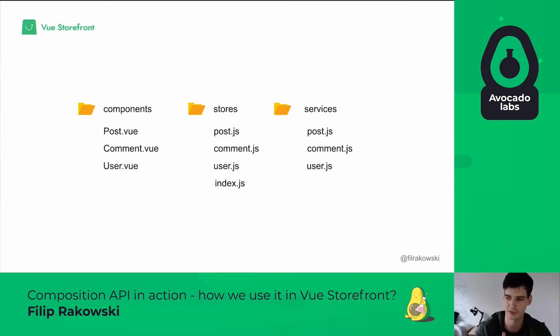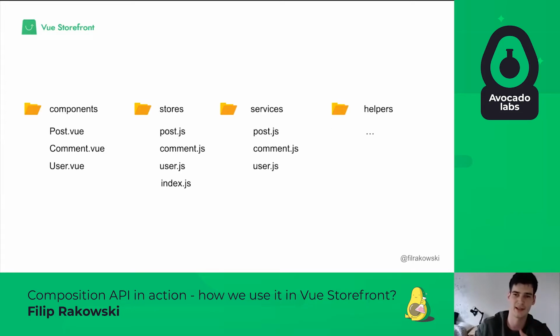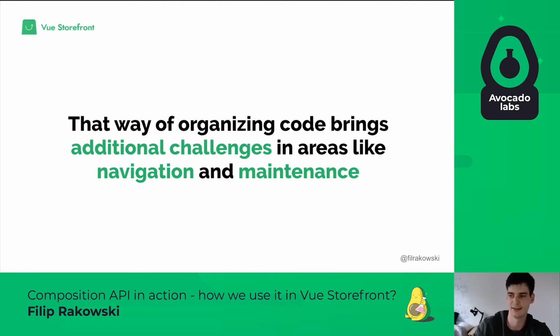We have a folder for each file type, and this is still considered the most common way of organizing Vue.js code. Of course, we can even create more of that. We could have a helpers folder, with post helpers, comment helpers, user helpers, and the code responsible for a certain feature is distributed across the whole code base. And there is nothing particularly wrong in organizing your code that way if you have good reasons for that. But for most projects, and by default, it could lead to significant maintenance issues.